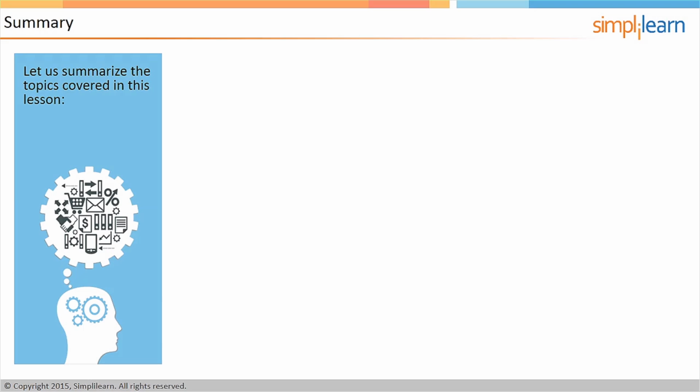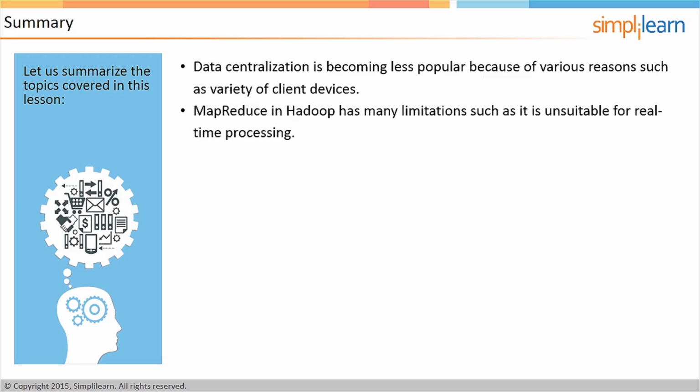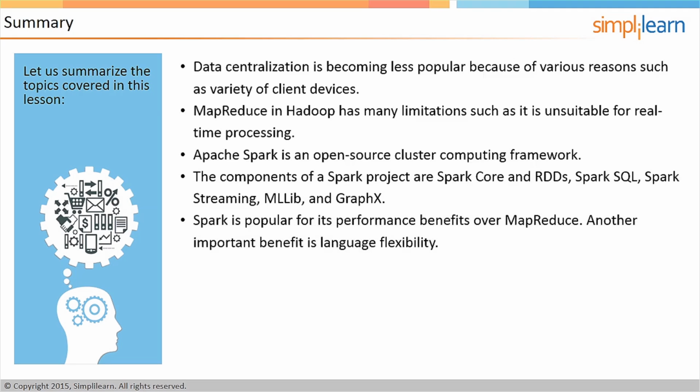Let's summarize the topics covered in this lesson. Data centralization is becoming less popular because of various reasons, such as variety of client devices. MapReduce in Hadoop has many limitations, such as it's unsuitable for real-time processing. Apache Spark is an open-source cluster computing framework. The components of a Spark project are Spark Core and RDDs, Spark SQL, Spark Streaming, MLlib, and GraphX. Spark is popular for its performance benefits over MapReduce. Another important benefit is language flexibility.